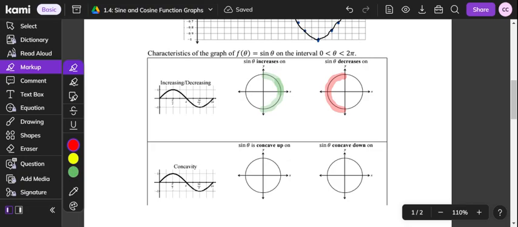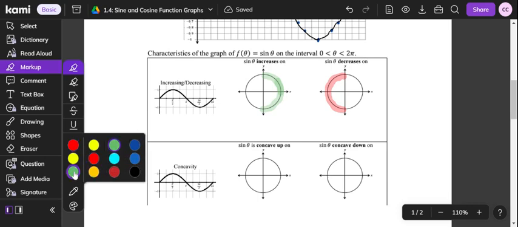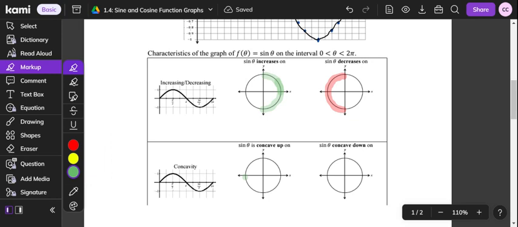Okay, some other characteristics we want to talk about: concave up and concave down. Remember, concave up is when the graph looks like a valley. It's opening upward, and it looks like I'm doing that from pi to 2 pi. So again, let's say green is up, and then we'll make red down. I'm concave down, or opening downwards, from 0 to pi. So from here to here, something like that.